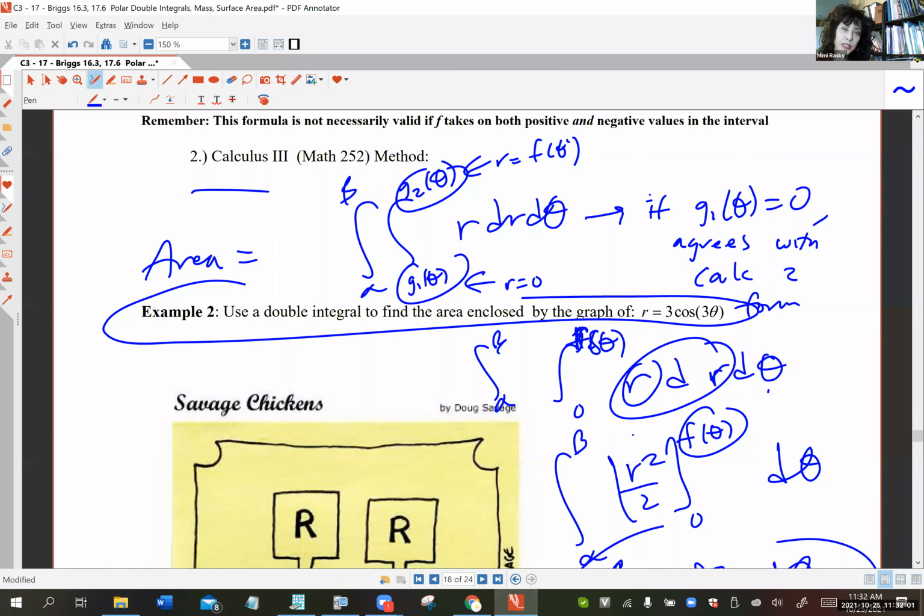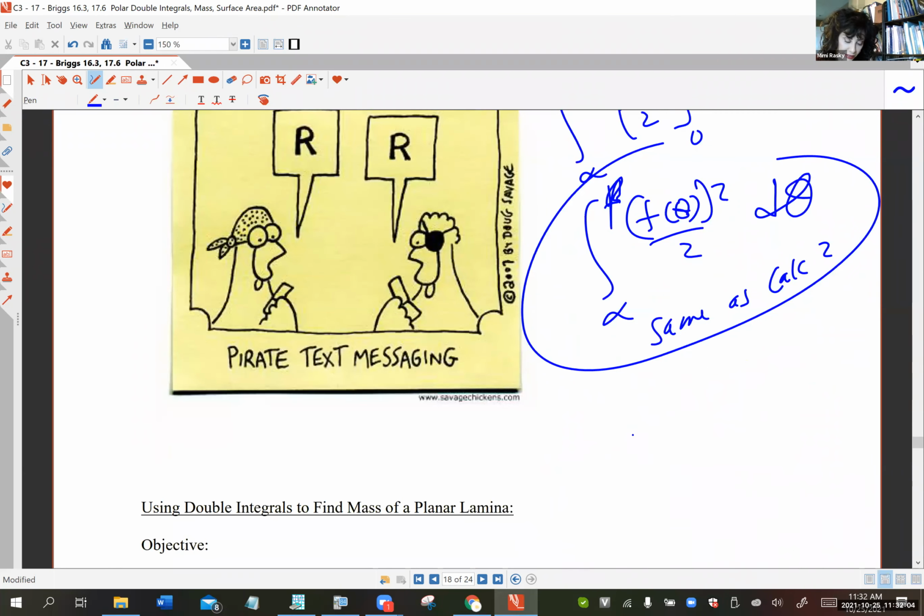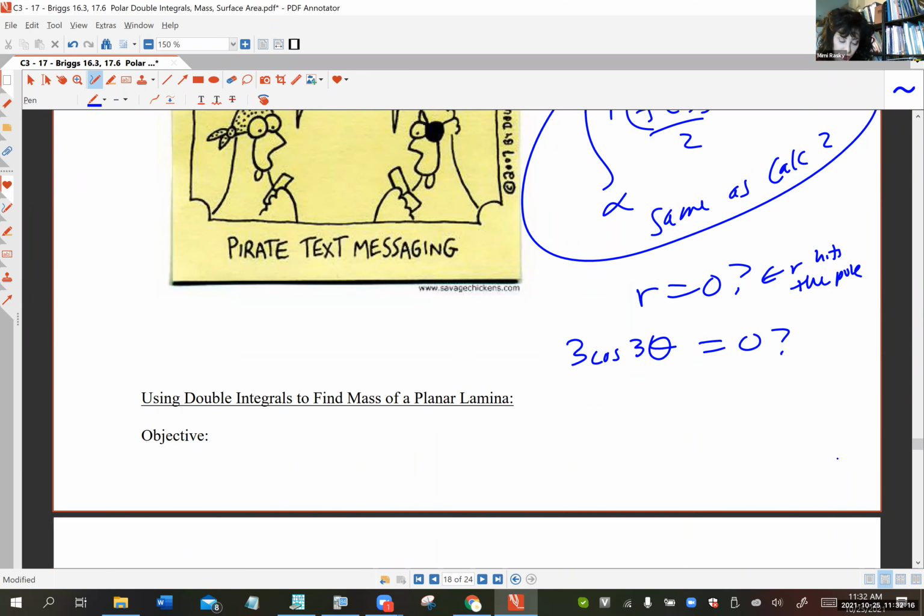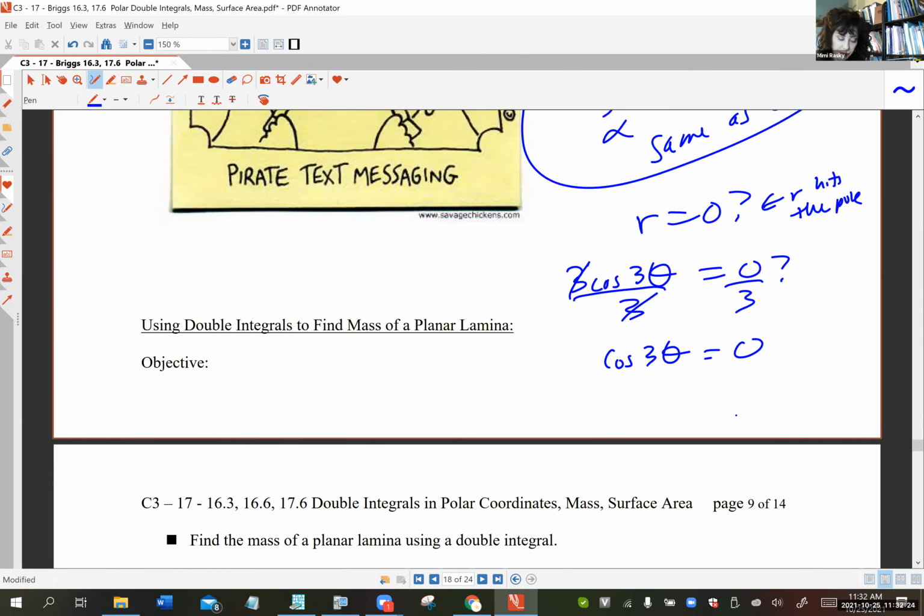So you're going to have to do a little bit of trig. You may not like this. The question is, when does r hit the pole? When does 3 cos 3 theta hit 0? First, I'll divide both sides by 3, and 0 divided by 3 is still 0. Now you're going to take cos inverse of both sides of this trig equation, because you're trying to solve for theta, and cos of cos inverse of some angle is the angle.